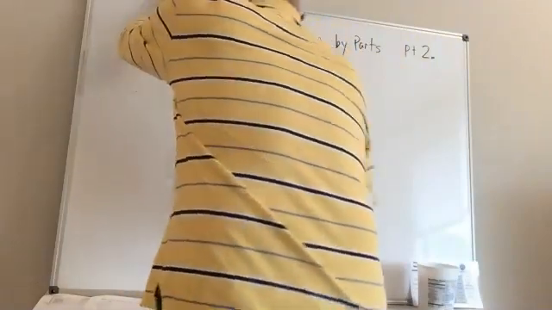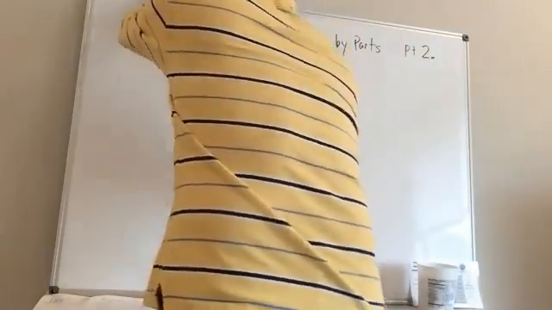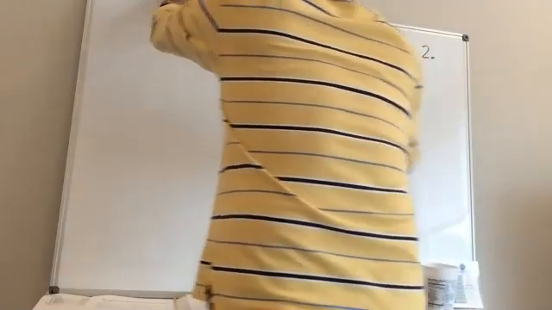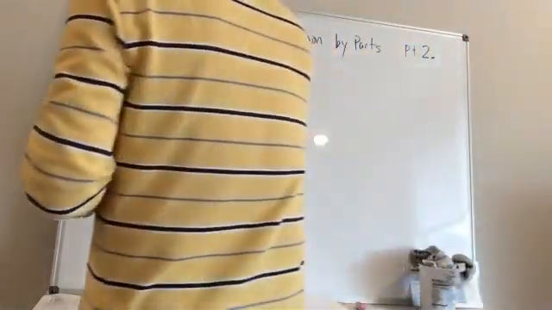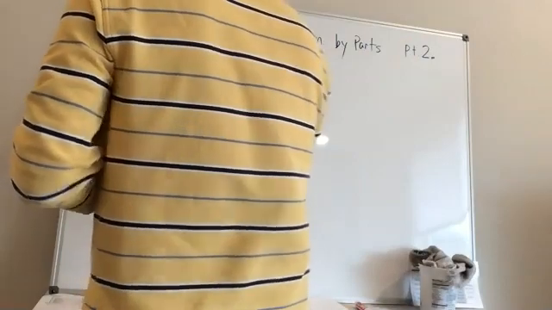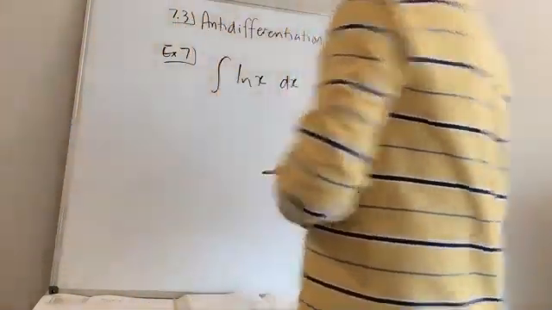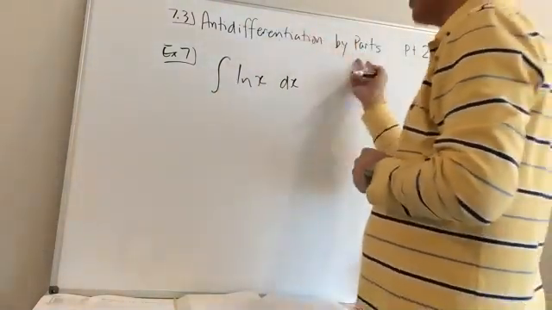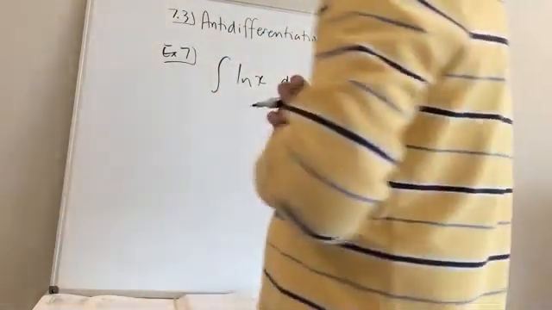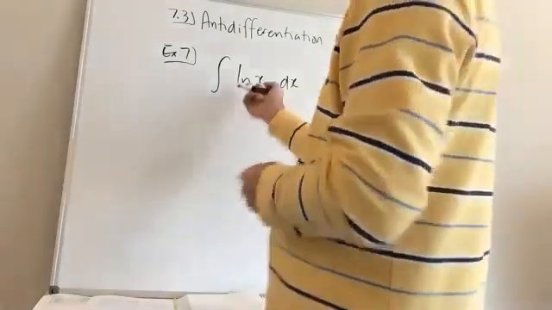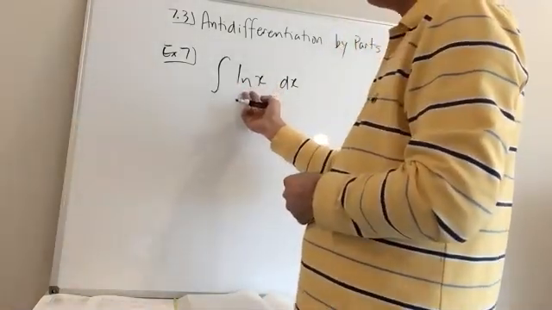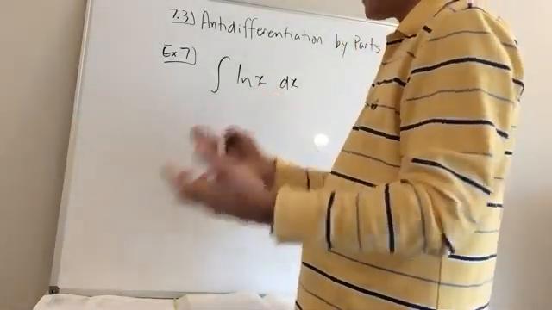Good question. All right, let's go ahead and go back to the antidifferentiation by parts, and let's see if we can do example number 7. Example number 7 is natural log of x dx. Now we can do this by parts, okay? Except for, what's the problem? I only have one thing here, right? I don't have another one.